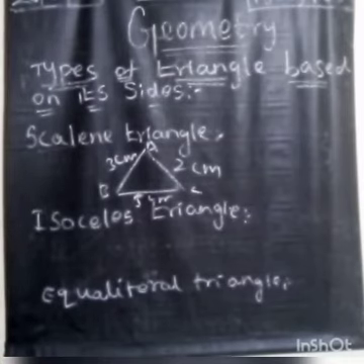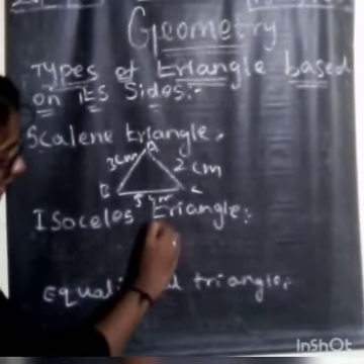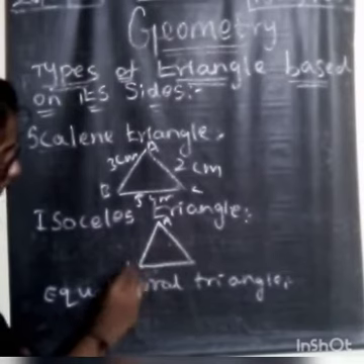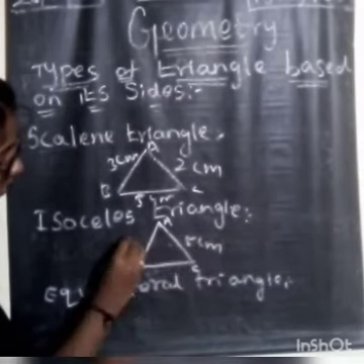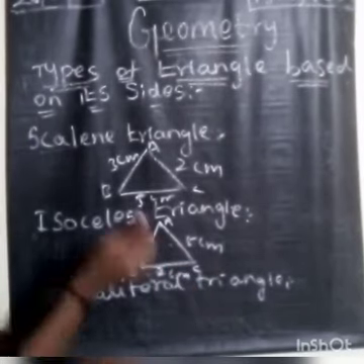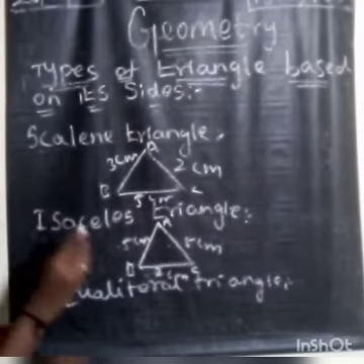An isosceles triangle means that if two sides of the triangle are equal in length, then it is called an isosceles triangle. Let us take one example. Triangle ABC. Here 5 centimeter, 5 centimeter, and here 2 centimeter. Two sides of the triangle are equal in length.